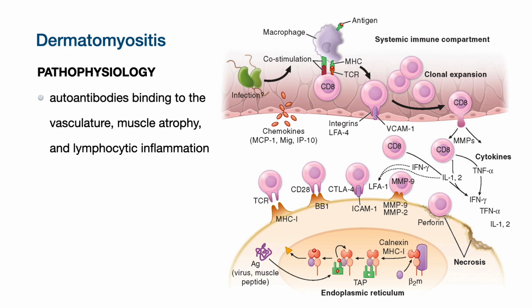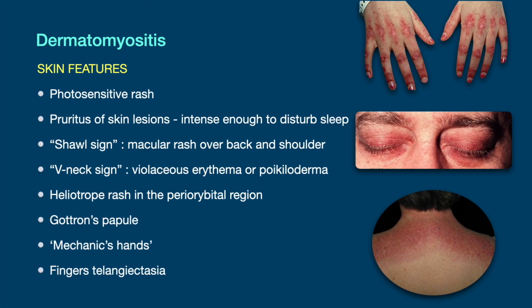The autoantibodies binding to the vasculature, muscle atrophy, and lymphocytic inflammation caused by CD4 T cells are the cause of perimysial inflammation and atrophy. Among the skin features you'd expect to see include photosensitivity, pruritus of the skin lesions sometimes intense enough to disturb sleep, shawl sign, which is the macular rash over the back and shoulder, V-neck sign, which is a violaceous erythema or poikiloderma involving the anterior chest, and heliotropic rash, which is seen in the periorbital region.